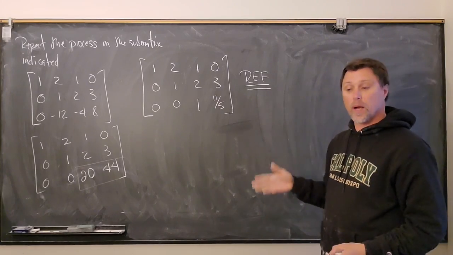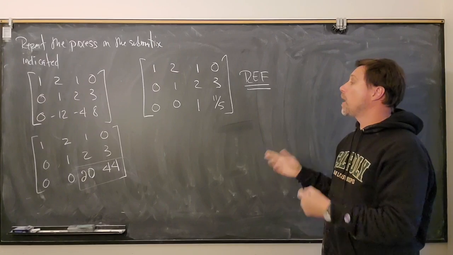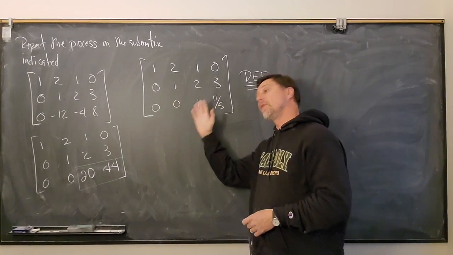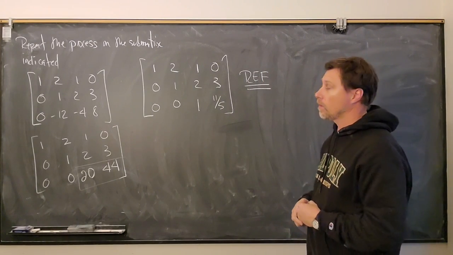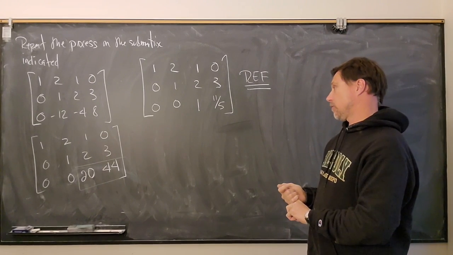Keep repeating this process until you get your matrix. If you have a giant matrix, you might have to do this a bunch of times, but by going column by column, creating leading 1s, moving over, creating leading 1s, eventually you'll get it into row echelon form. Okay, now what we want to do is get into reduced row echelon form.